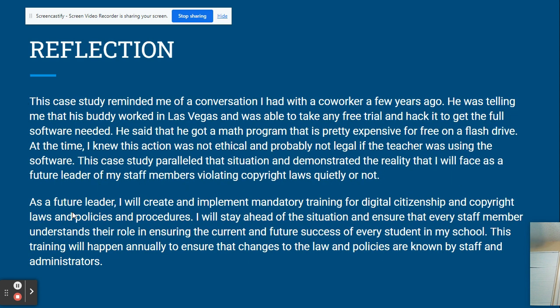So really in reflection, this case study reminded me of a conversation I had with a coworker. He was telling me that he had a buddy in Las Vegas who was able to download free trial versions into the full version to get access. And so he would put things on a flash drive. At the time, I knew that this was unethical and that this teacher had access to it. I don't know if he was using it or not, but he was telling me that his buddy had this access. It really paralleled this situation, that he created a way to break copyright laws, and he could have potentially been using it in his classroom.